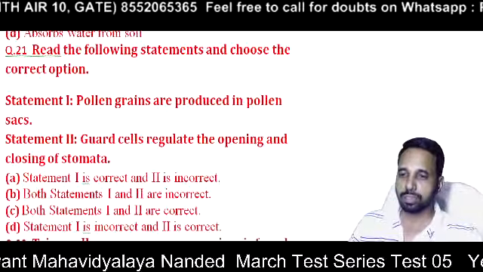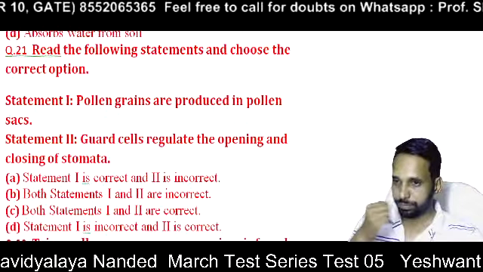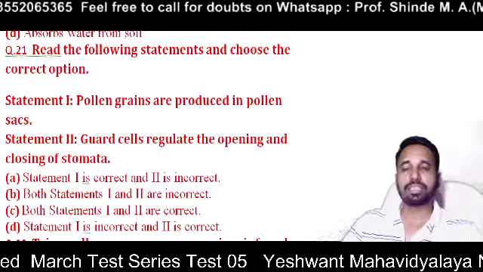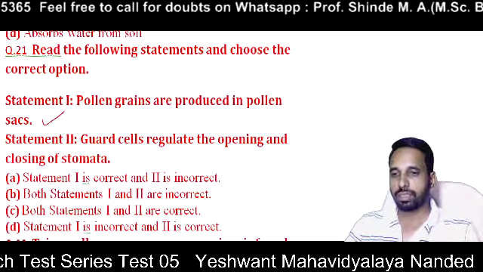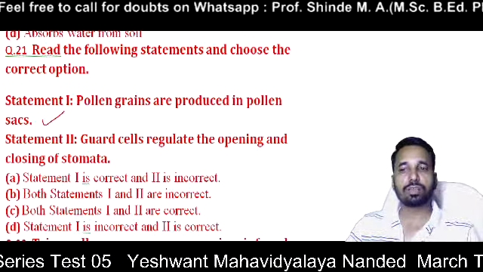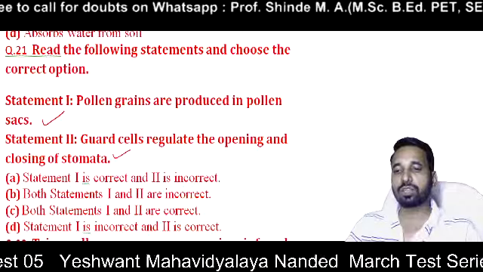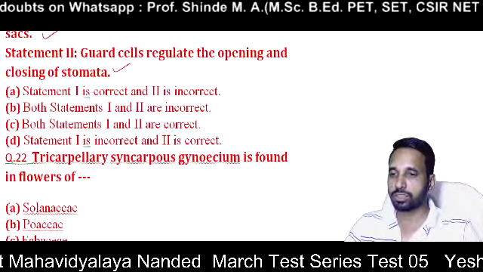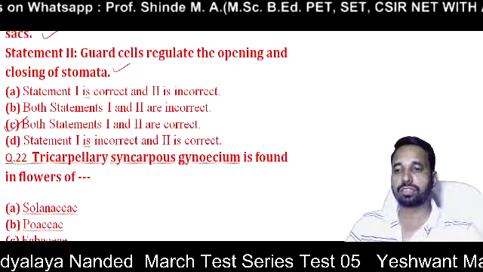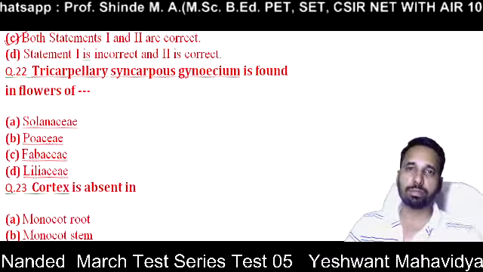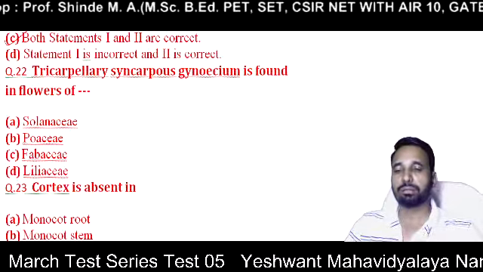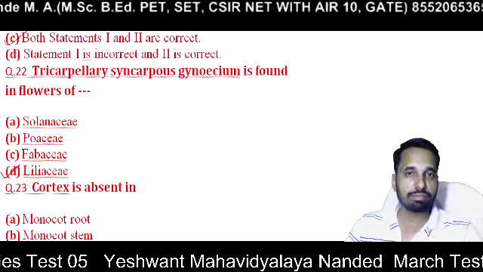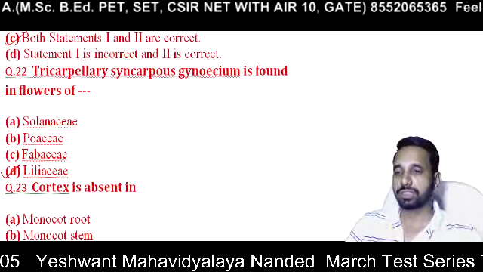Read the following statements and choose the correct option. Statement 1, pollen grains are produced in pollen sac. Is anything wrong? No. Fine. Guard cells regulate the opening and closing of stomata. This is also true, so nothing is wrong in both the statements. So both 1 and 2 are correct. So option C is the right answer. Then tricarpellary. The moment I see tricarpellary, my mind goes to Liliaceae, and it is fine. Nothing wrong. No need to read the rest and waste time.